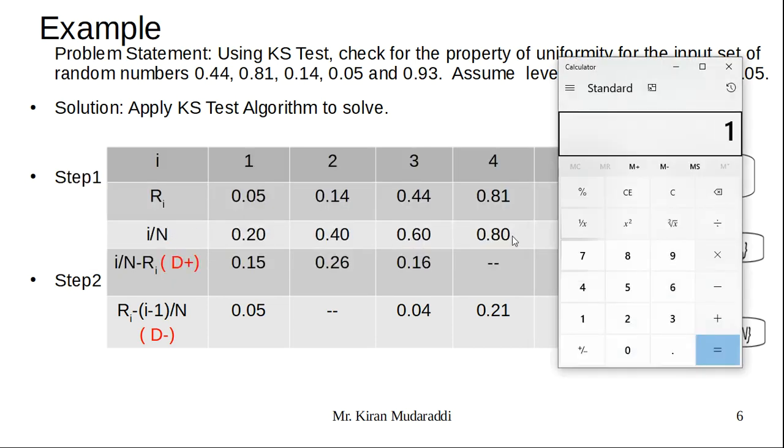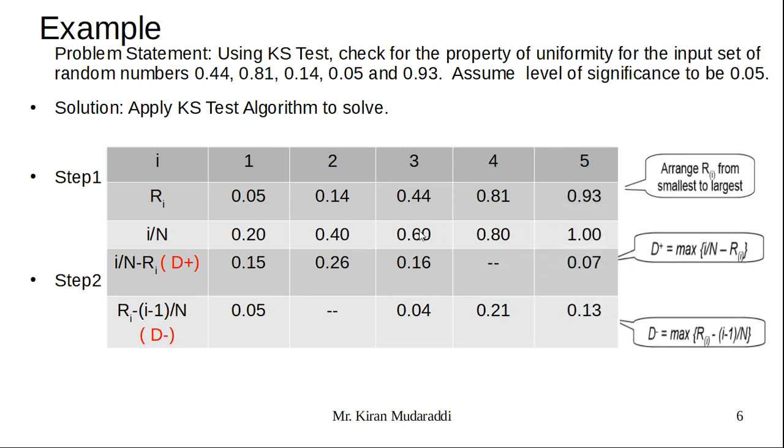So I'll make use of a calculator. The i value is 1 divided by the total number of values, that is n. Total number is 5. So 1 divided by 5 gives me the answer 0.20. Similarly, 2 divided by 5, the answer will be 0.40. I'll put it here. Similarly, I'll calculate it for 3, 4 and 5. I got the answers, this one.